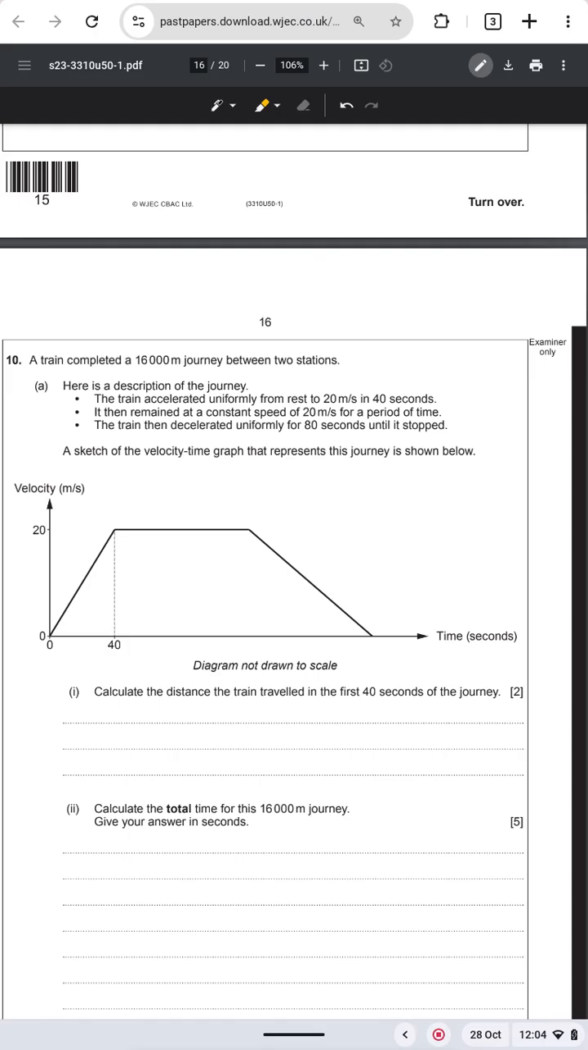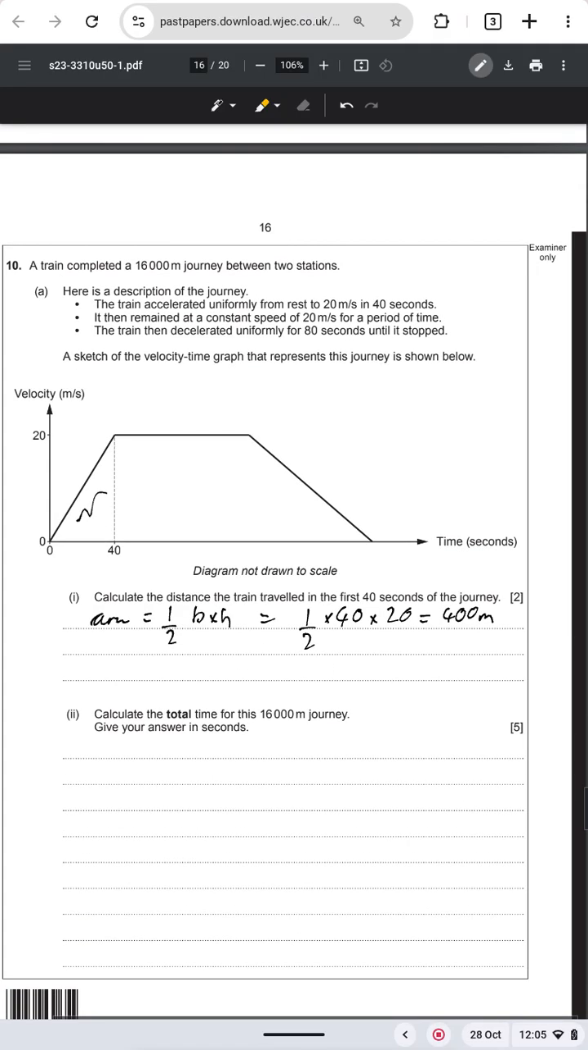Calculate the distance travelled in the first 40 seconds. So the area under the graph is the distance. So we got the area is equal to half the base times the height, because it's the area of this triangle in here. So we got a half of 40 times 20. That's the equivalent of 800 halved, so that's 400 metres. Calculate the total time for this journey.